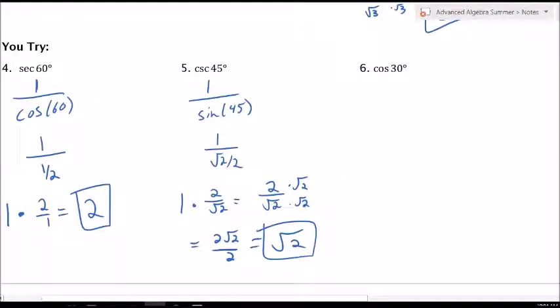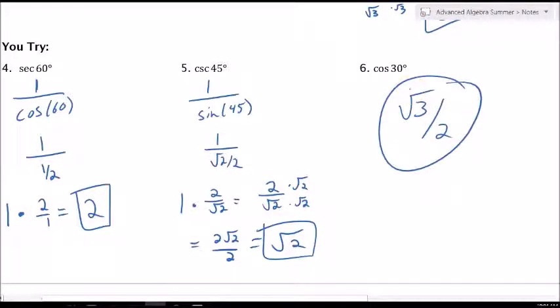And cosine of 30, referencing our unit circle, we'll see that that's just root 3 over 2. Alright.